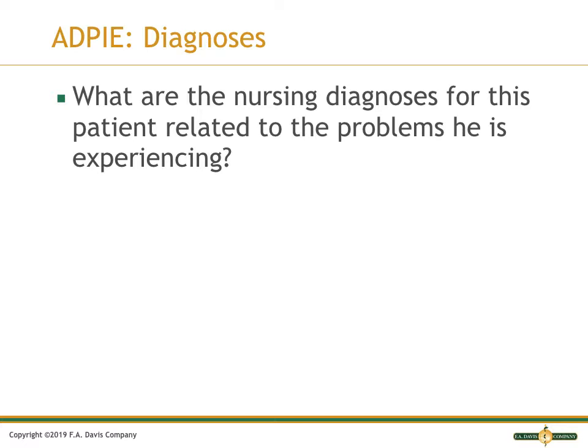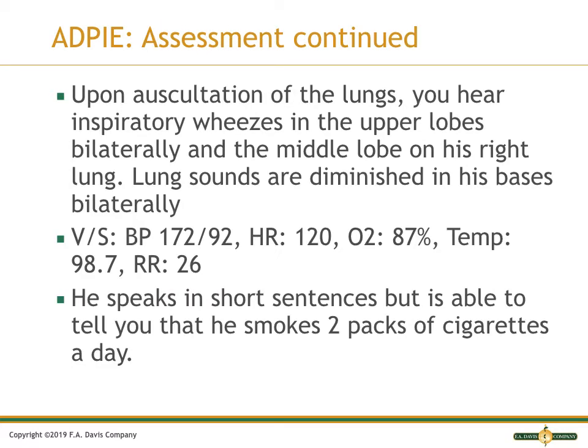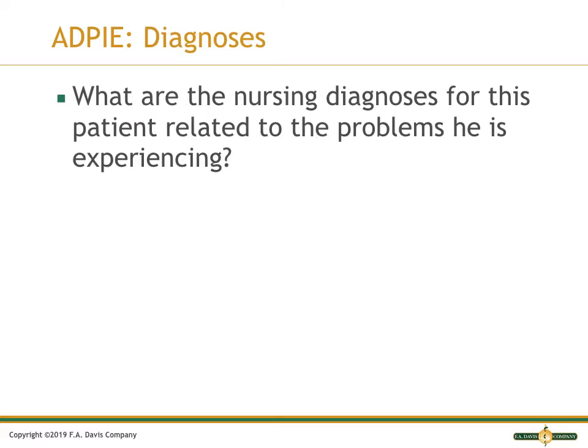Diagnoses. What are the nursing diagnoses for this patient related to the problem he's experiencing? What do you think the priority diagnosis would be based off of these vital signs? His oxygen is at 87%. His respirations are at 26. He is speaking in short sentences, which means that he's quite short of breath. That is a very good indicator of shortness of breath, is inability to speak in full sentences. And then when you listen to his lungs, you hear wheezes. So clearly he's in some sort of respiratory distress, according to these vital signs.